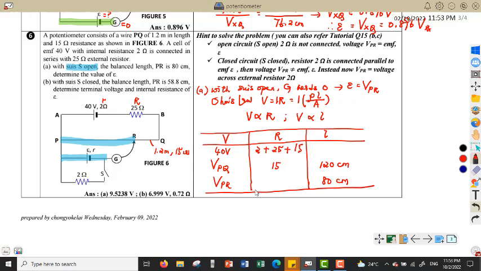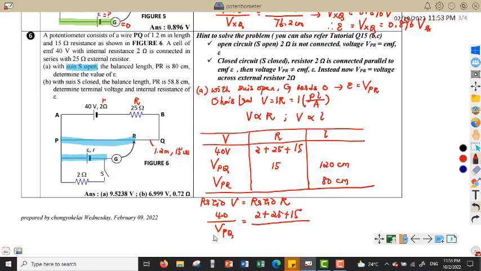Okay, so class, then we can find the voltage for the whole wire first using the ratio. V must equal to the ratio of the resistance. So we have 40 over V PQ for the whole wire will be 2 plus 25 plus 15. That one is equal to 42. Okay, I write it down lah. 2 plus 25 plus 15.